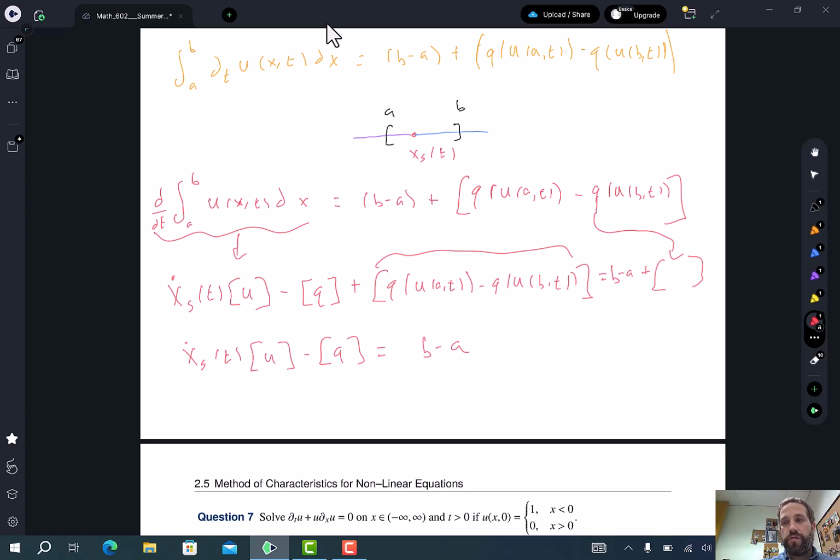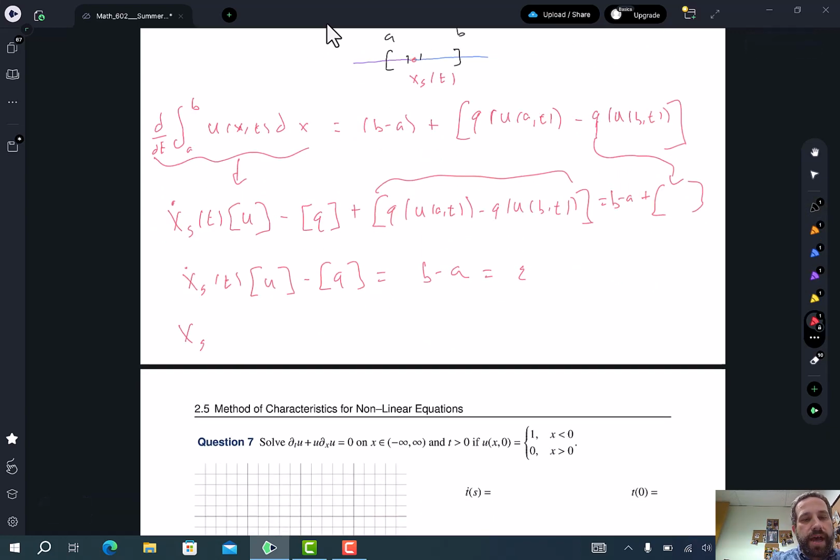In particular, it's true for very, very short intervals, like intervals that are epsilon long. And so I could say this is equal to epsilon. And so now what I have is xs dot of t is going to be equal to epsilon over the jump in u plus the jump in q over the jump in u. And since this is true for every value of epsilon, as epsilon goes to 0, it implies that we have the same xs dot of t is going to be this same formula.